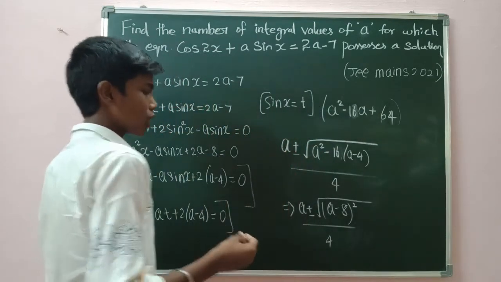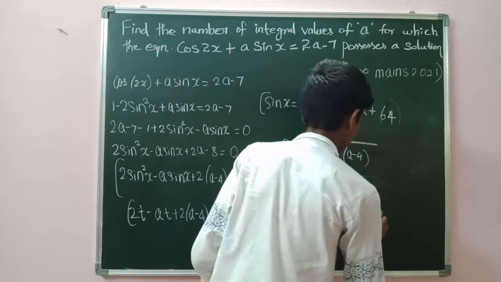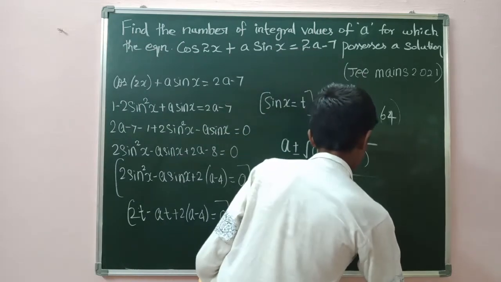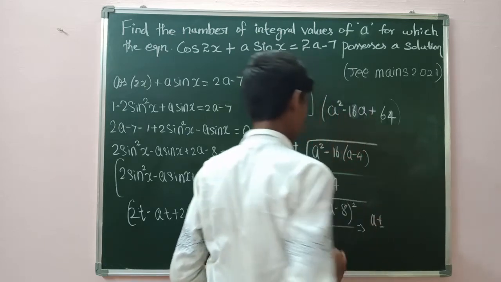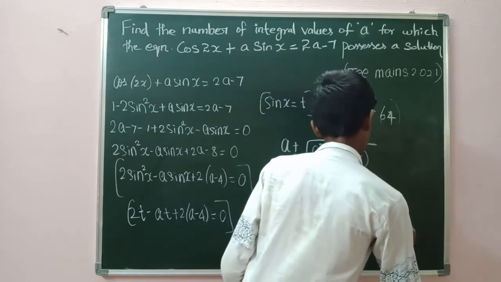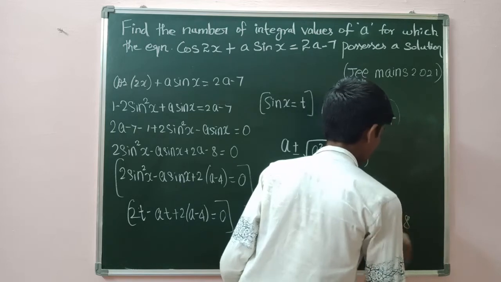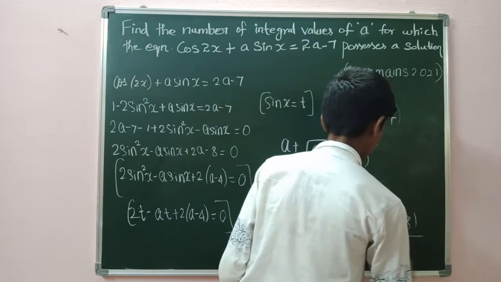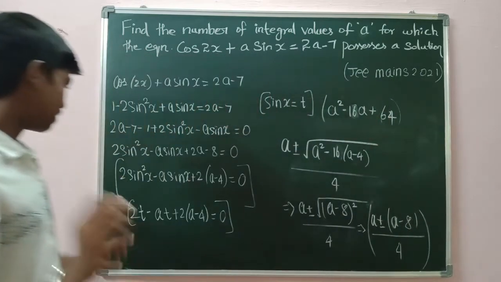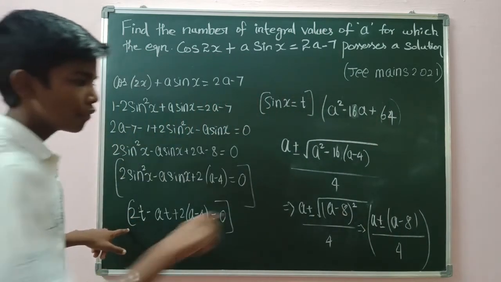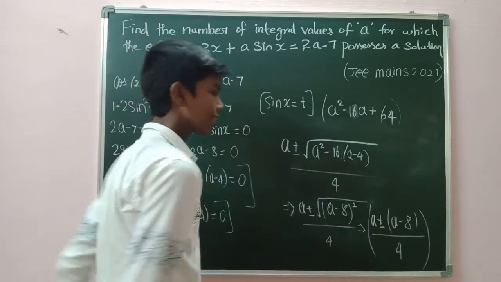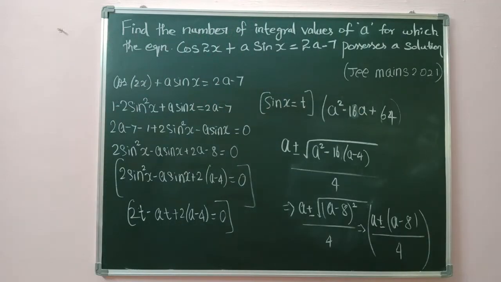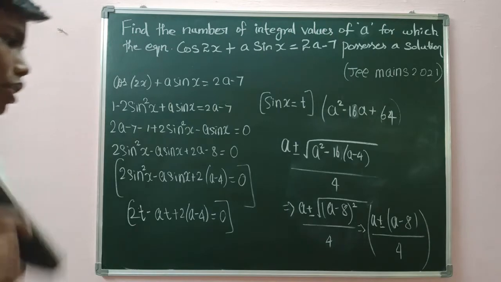Now after that, it's going to be very simple, guys. I will write here: a plus or minus root of a minus 8 whole square, which will be a minus 8 only, because already I am having plus or minus here. Then divided by 4, and that is the root of this equation. That means the value of t is a plus or minus a minus 8 by 4. This is what I got now.